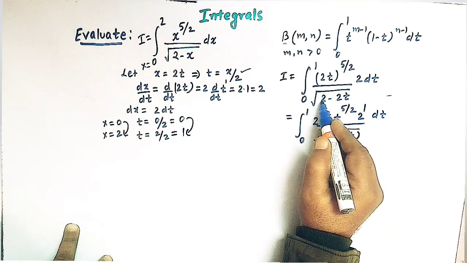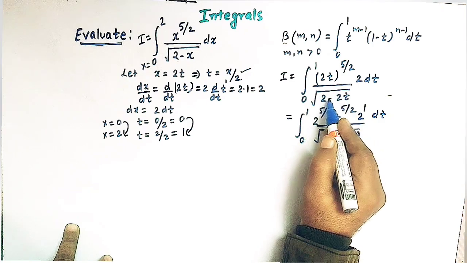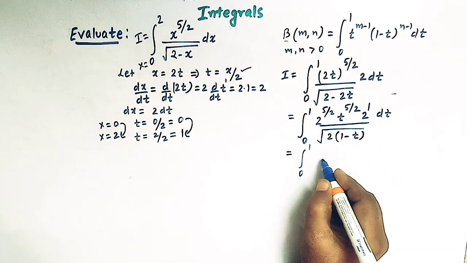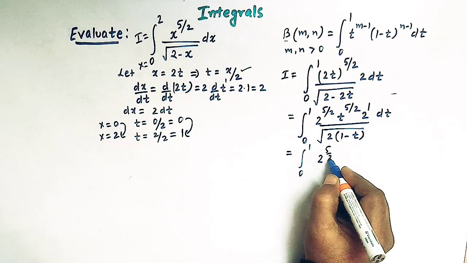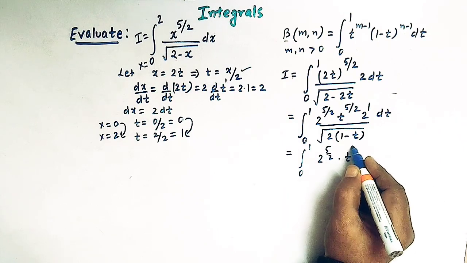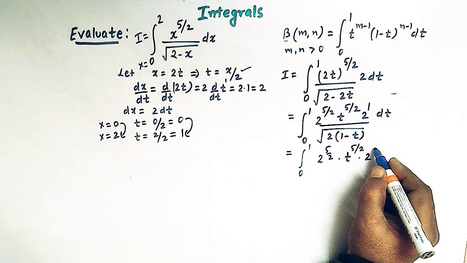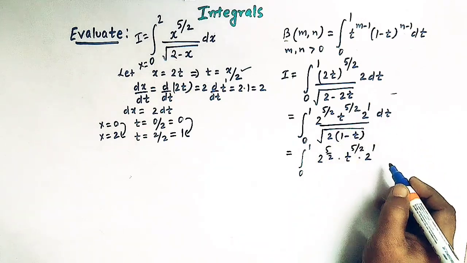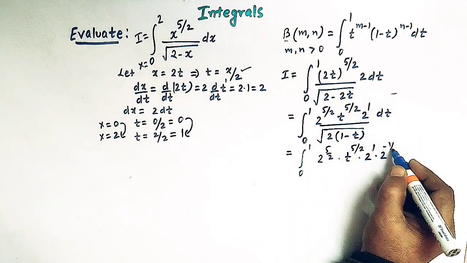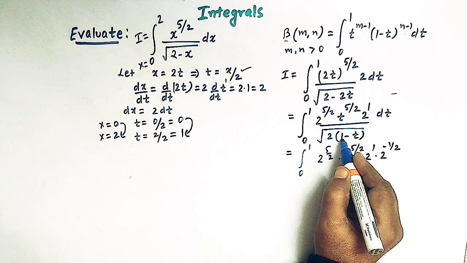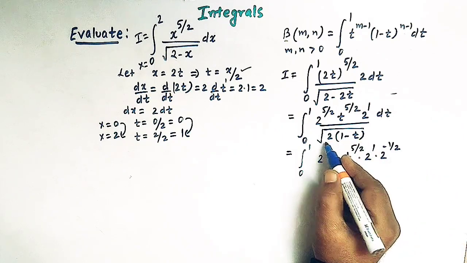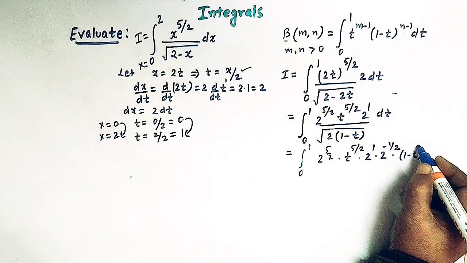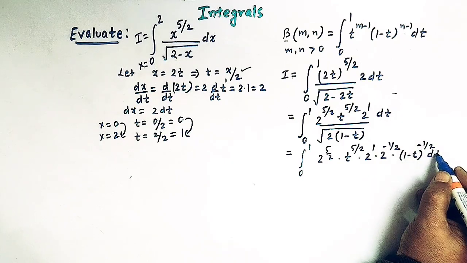So taking 2 common under the square root sign, now we can write 0 to 1, we have 2 raised to 5 over 2 and t raised to 5 over 2, and here we have 2 raised to 1, and taking square root of 2 to the numerator, we can write 2 raised to minus half, and here square root of 1 minus t can also be taken to the numerator. So we can now write 1 minus t raised to minus half, and here we have dt.